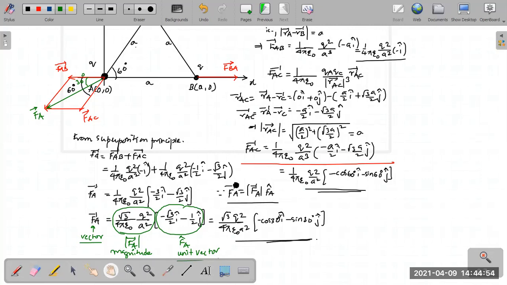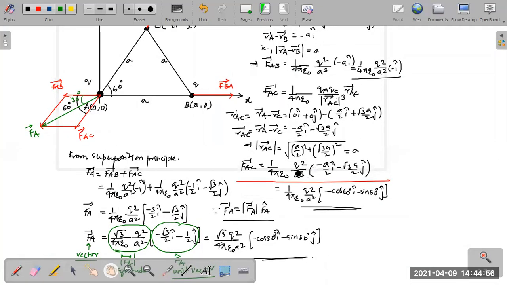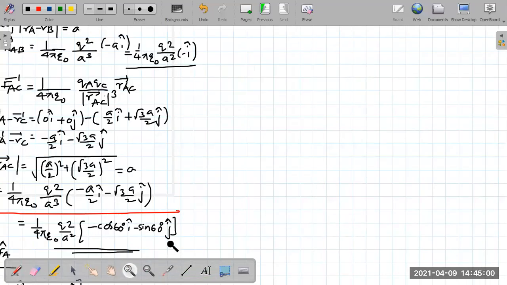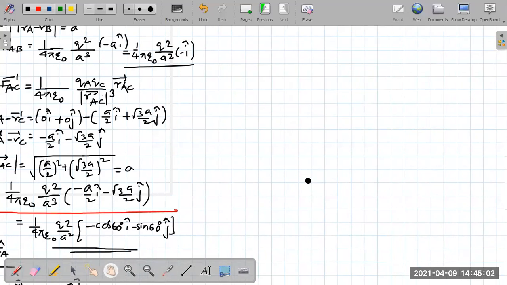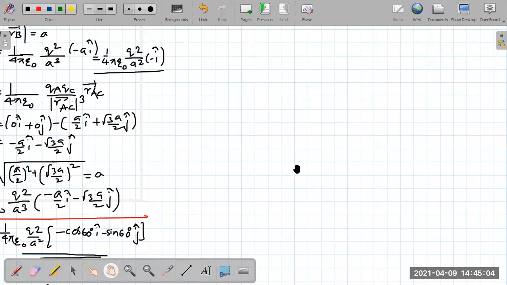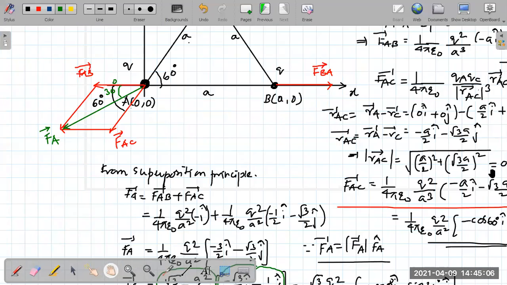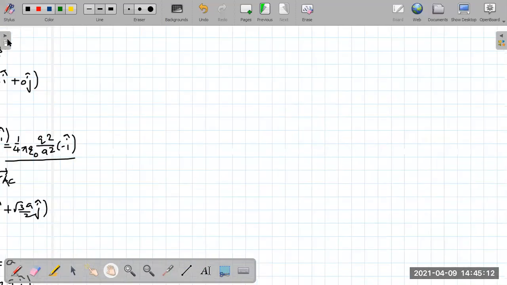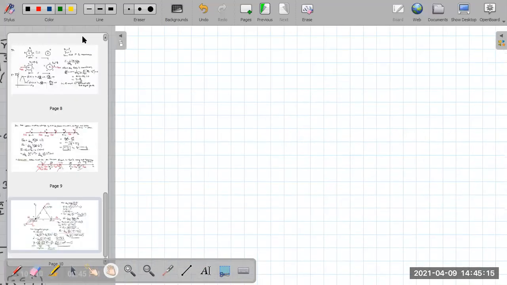Now, in fact, this question can be solved in a simpler manner, because this was a very simple question. All they wanted is that there are three charges given, placed on an equilateral triangle, and they wanted the force. I'll do it here in a simpler manner, instead of trying to complicate it. Let's go to the next slide.